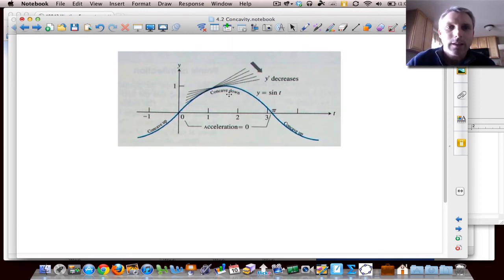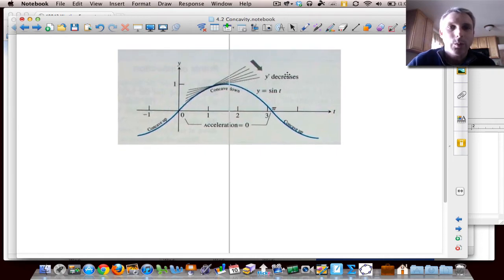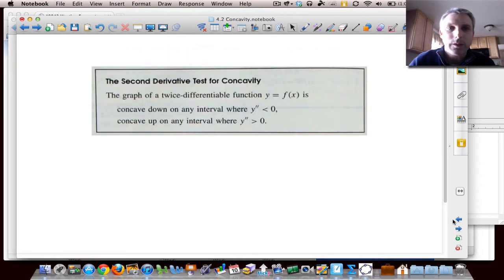So we've got flat, steep, and it depends on which way it opens. The way the graph opens is determined by concave up or down. And this is also determined by how the slope is changing. Slope increasing, it's going to be concave up. Slope decreasing, concave down. And they've got a little note here: how y prime changes determines how the graph is curved. So that brings us to this thing called the second derivative test.